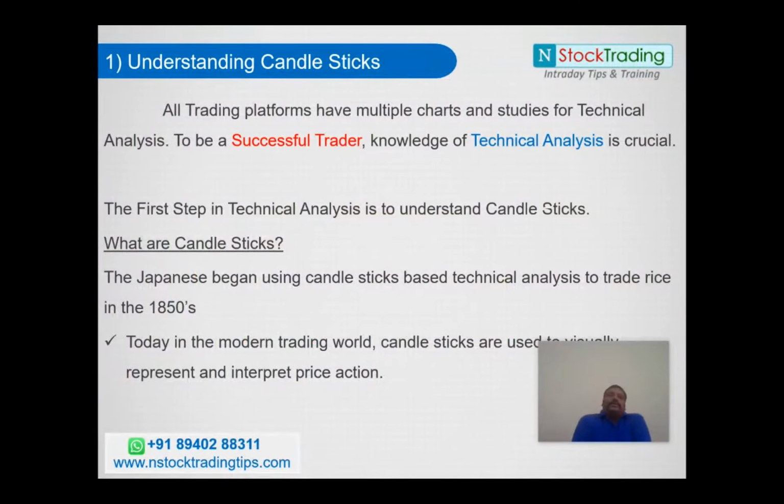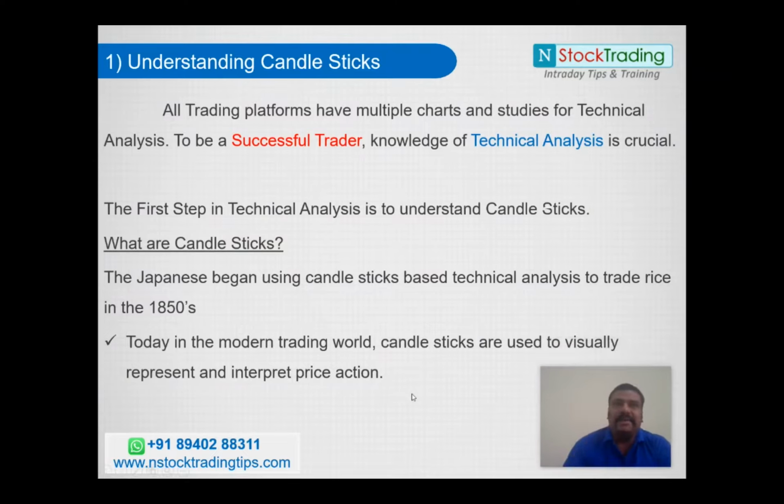All trading platforms have multiple charts, and there are also numerous studies for technical analysis. To be a successful trader, knowledge of technical analysis is crucial. The first step in technical analysis is to understand candlesticks. Candlesticks were first used by the Japanese in the 1850s for technical analysis to trade their rice. Even today in the modern trading world, candlesticks are used visually to represent and interpret the price action of stocks. Let's get more insight into this.